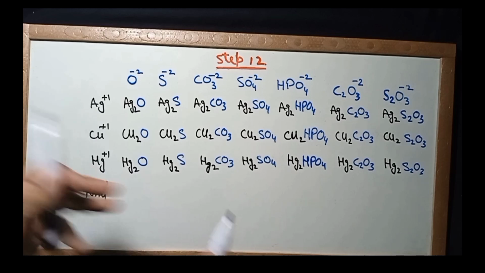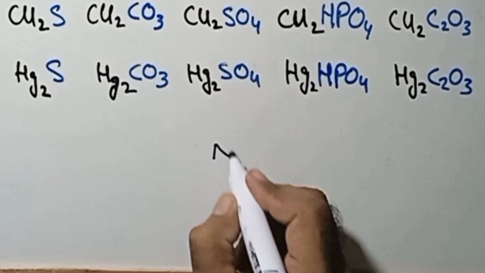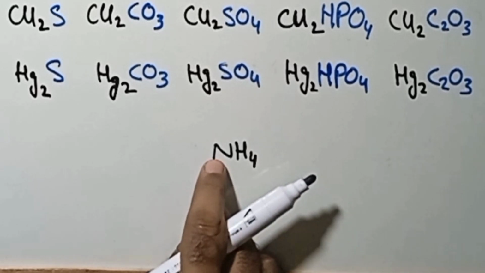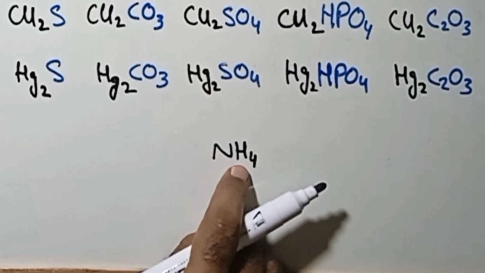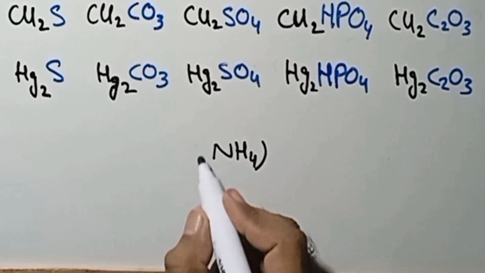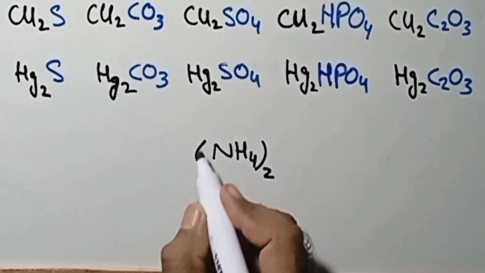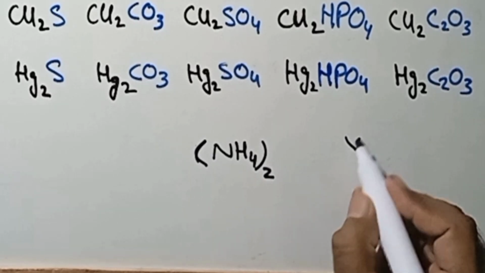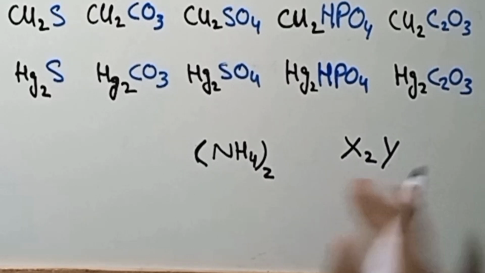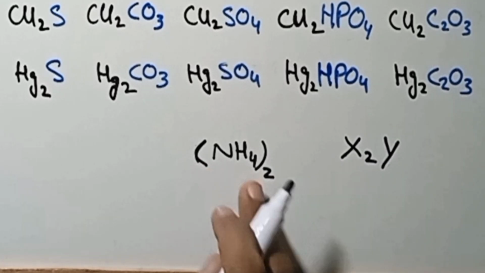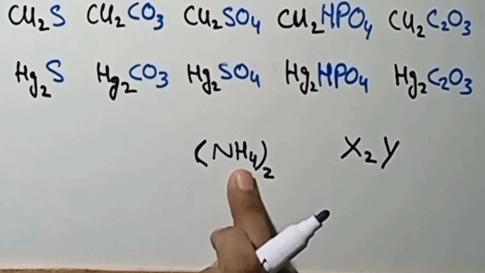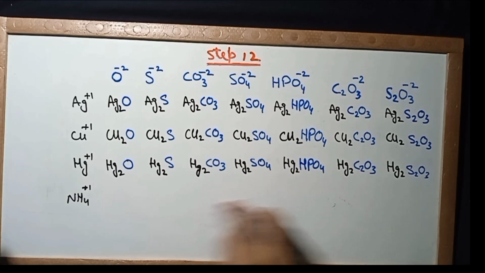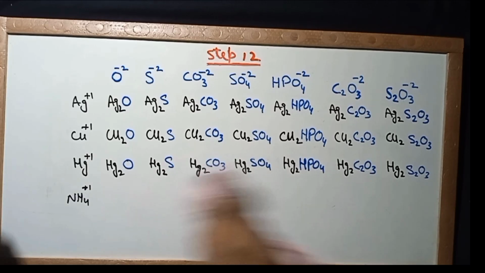Now ammonium. This is a complicated ion. Since it contains nitrogen and hydrogen, you will write not 2 but the twice number will come. For the formula X2Y, the twice will come because it contains two elements, nitrogen and hydrogen. Okay, continuing.